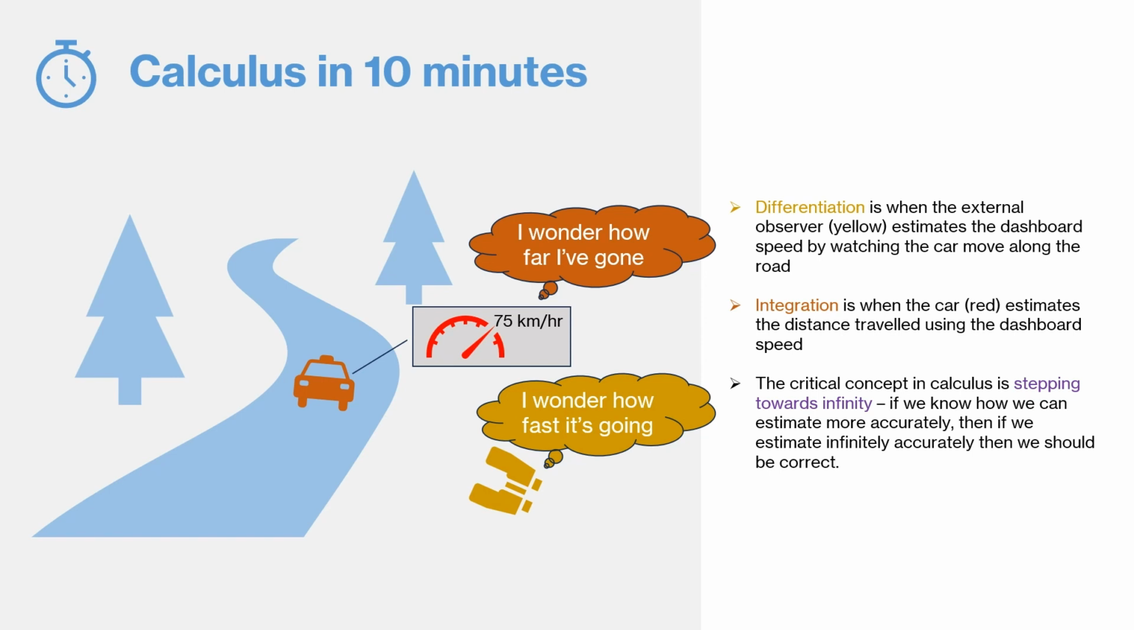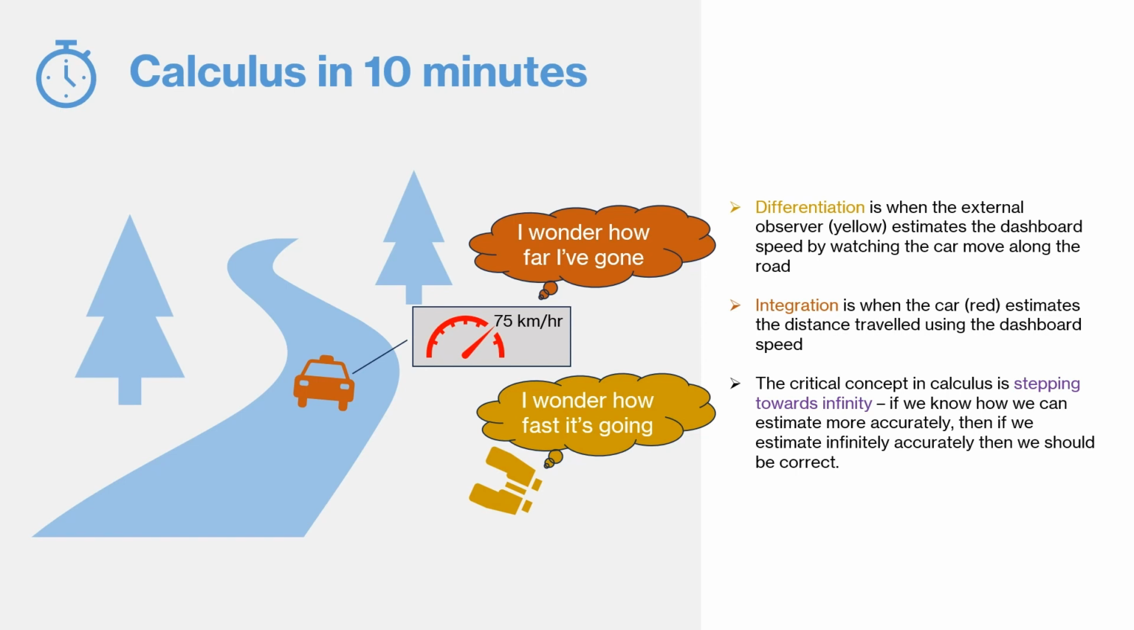Ultimately, the concept of differentiation is like the external observer looking at the red car and trying to guess how fast the car is going, kind of like the police officer trying to see if the car is speeding. Another way to say this is the observer is trying to use external information about the road and time to work out what's the speed on the dashboard that the car driver is seeing.